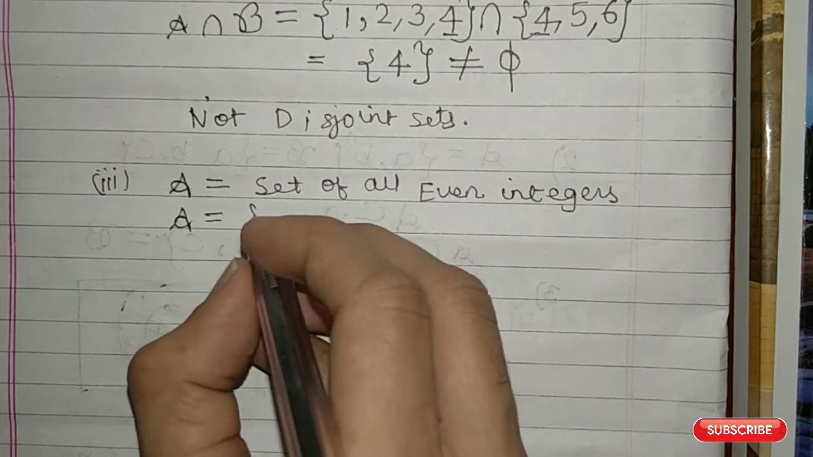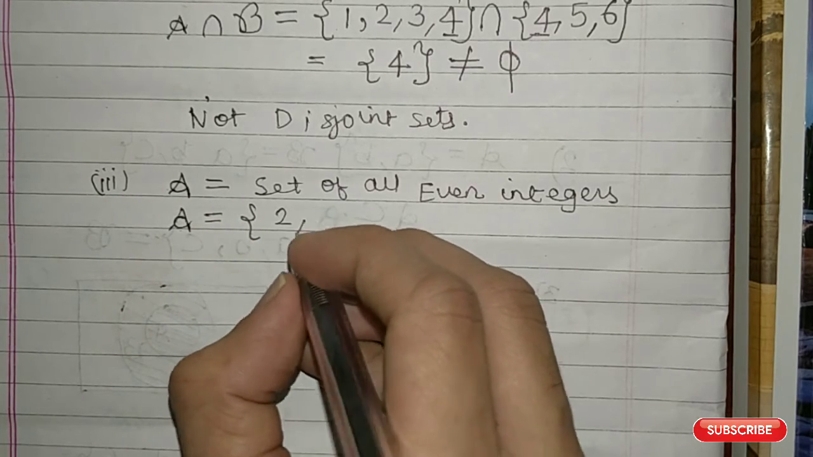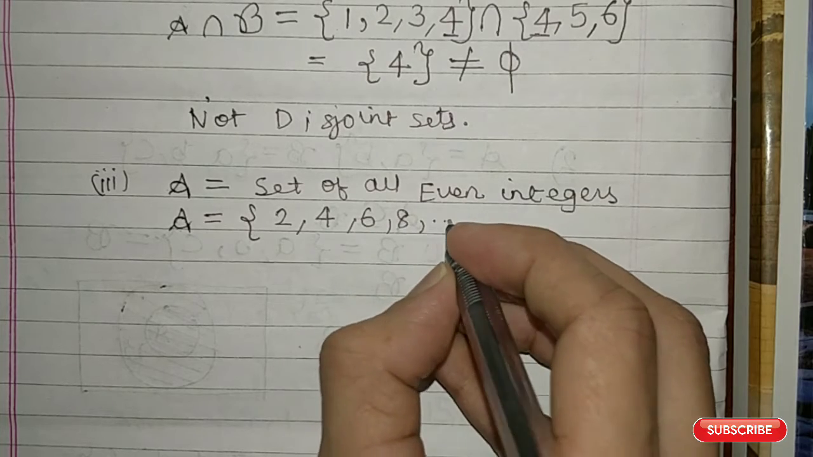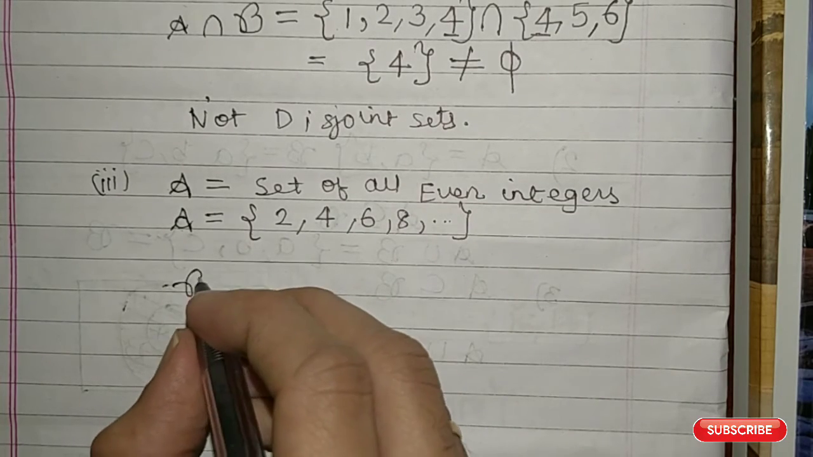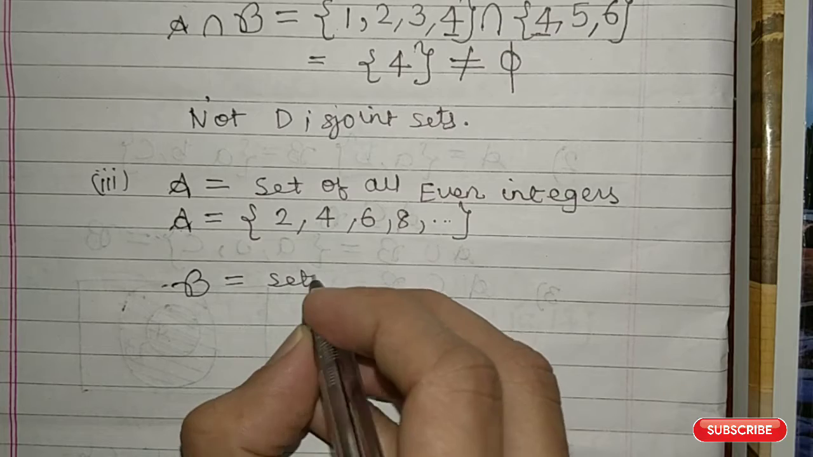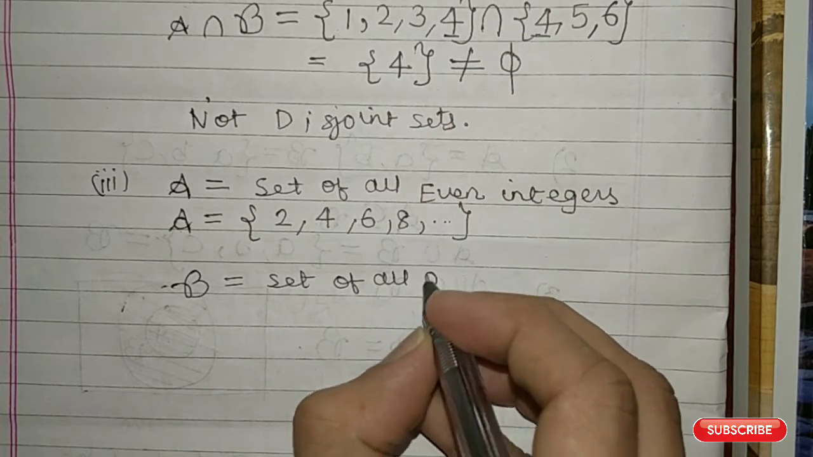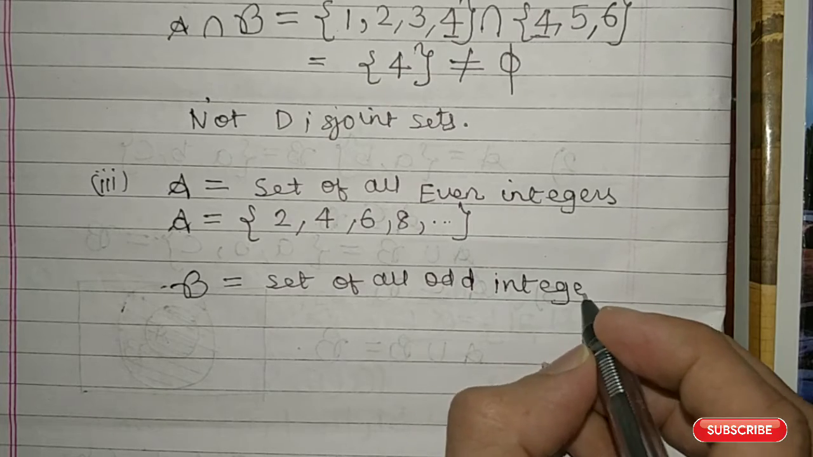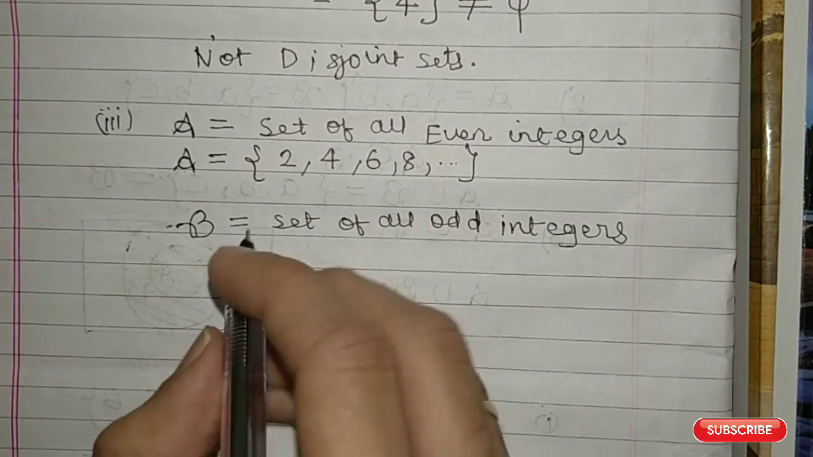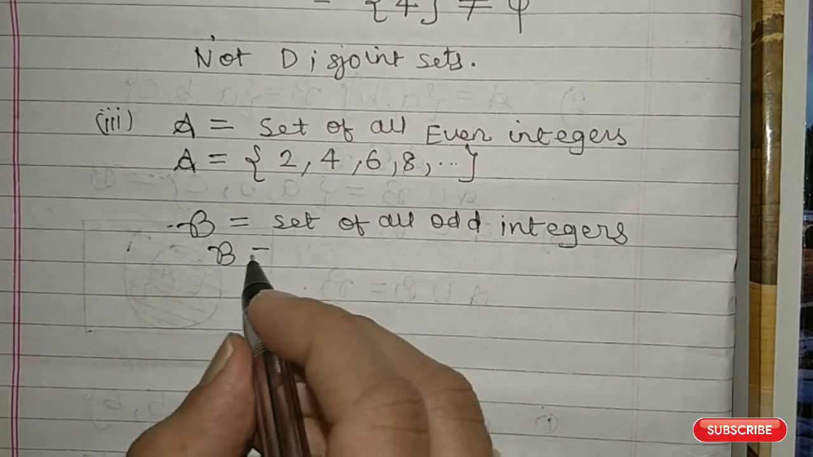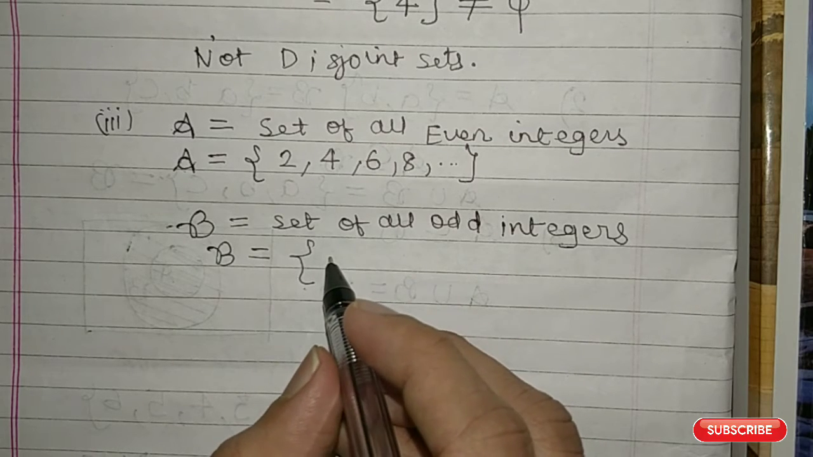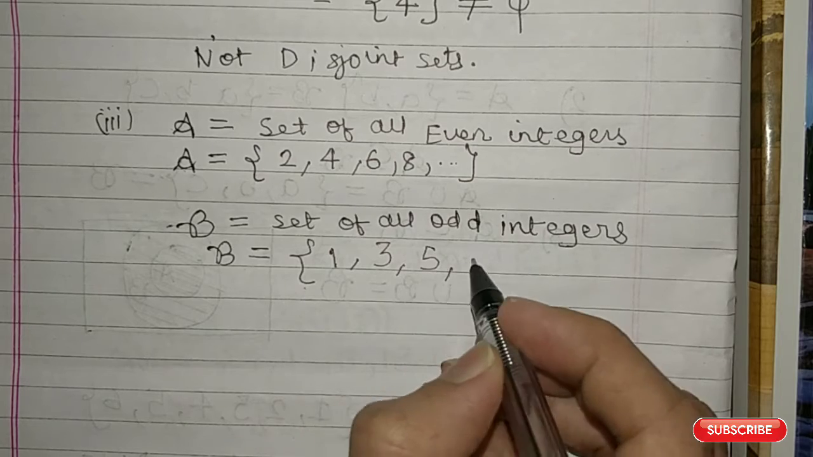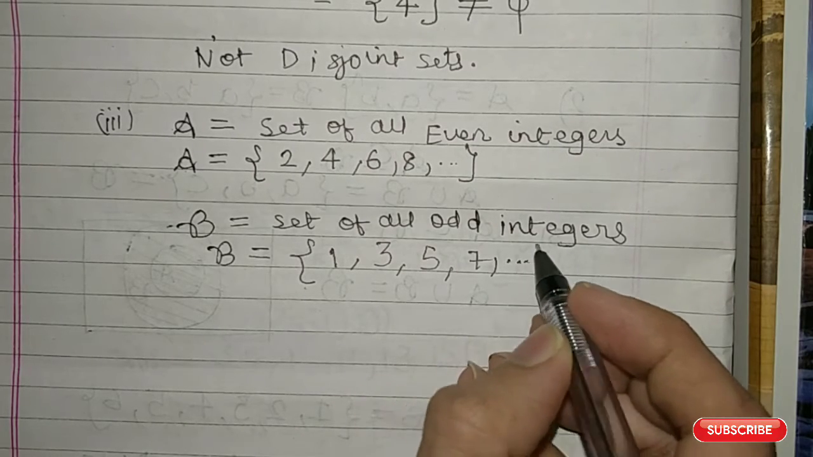So what will be the set A? The set A will be 2, 4, 6, 8 and so on. Now what is the set B? We'll take set B as the set of all odd integers. So the set B will be equal to 1, 3, 5, 7 and so on.